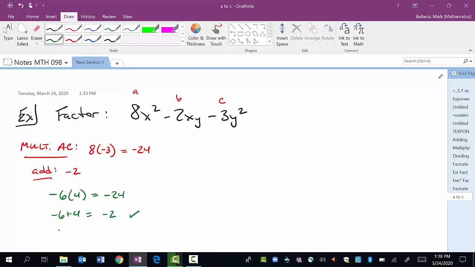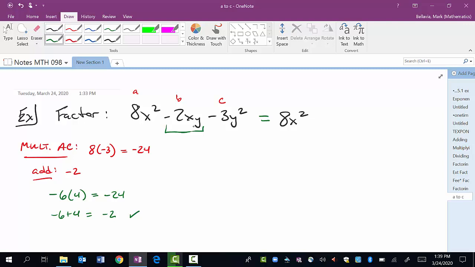Now remember what you're doing with these numbers. The AC method is a rewrite method. You're rewriting that middle term. The ends stay the same, so when I go to write this over here, I'm keeping 8x squared as 8x squared. I'm replacing the -2xy with the numbers I found, so the -6 and the +4, but make sure you put xy in there. That's what makes these like terms.